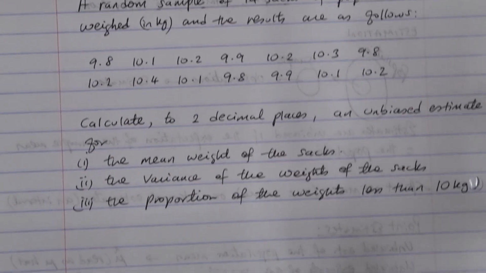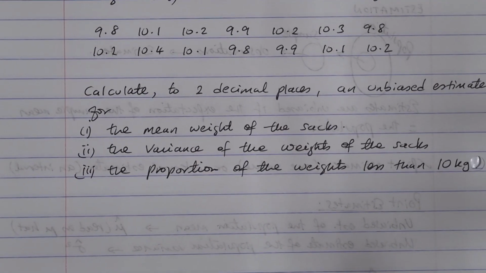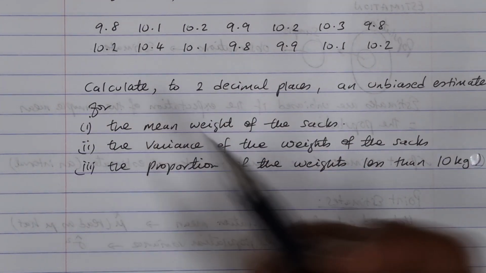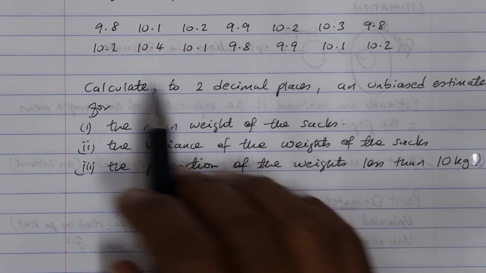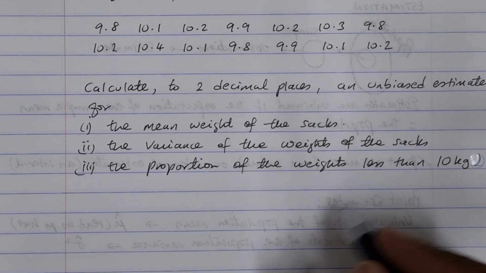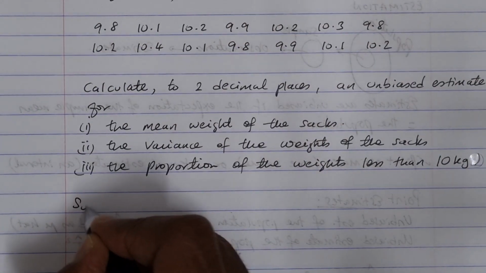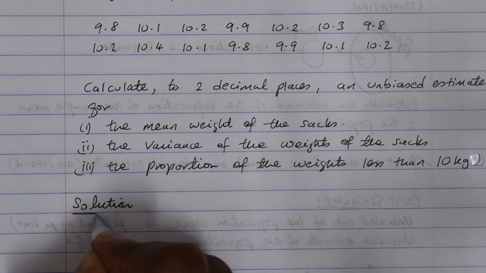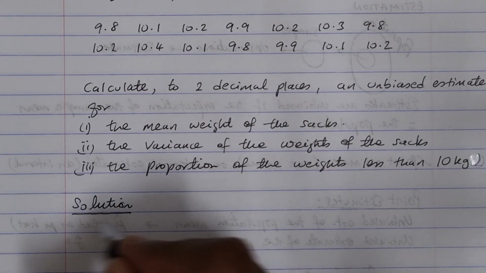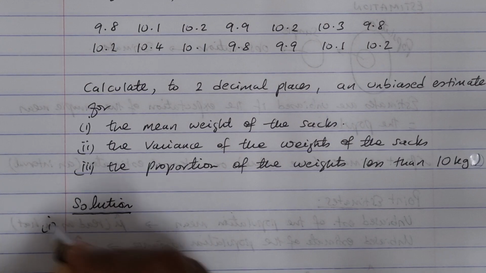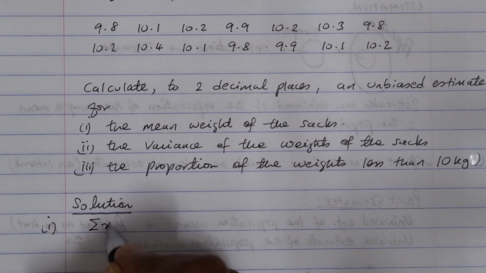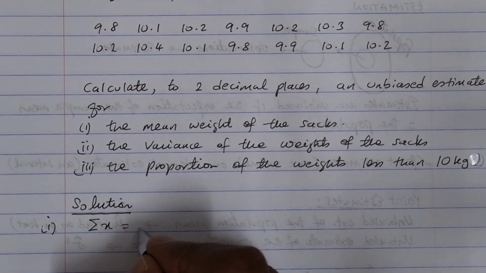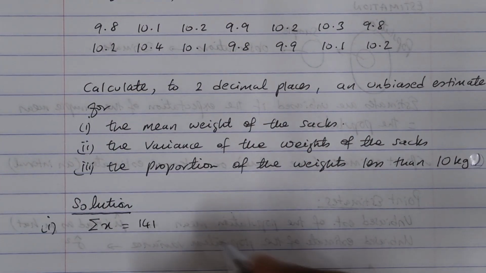Okay, so the unbiased estimate of the mean weight of the sacks is going to be the sum of all of that divided by the sample size. Sample size, we've got 14 of them here. So, solution: it's just like you're calculating just the mean, basically. So the summation of x, and if you were to add all these up, you'll get 141.